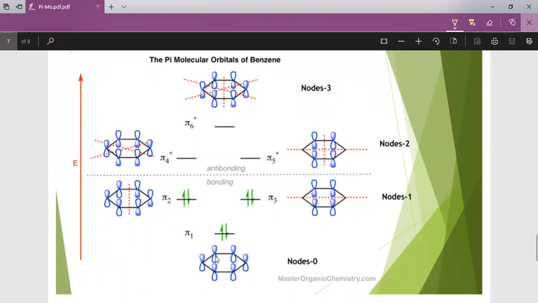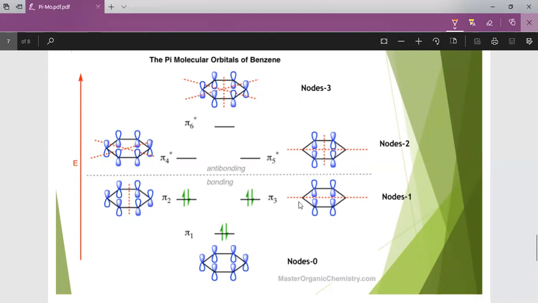And below the plane again the lobes are with negative sign. So completely C1 is showing bonding interactions with C2, and C2 is showing bonding interactions with C3, C3 with C4, C4 with C5, and C5 with C6. Hence totally the combination is an in-phase combination. So here total bonding interactions are 6, and anti-bonding interactions are purely 0, because here the number of nodes is 0.